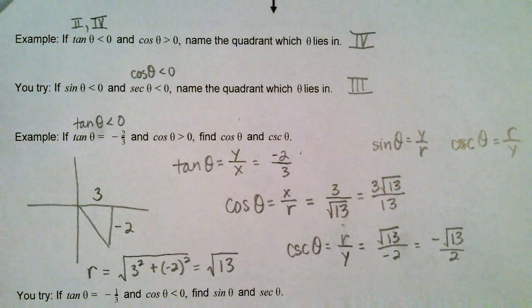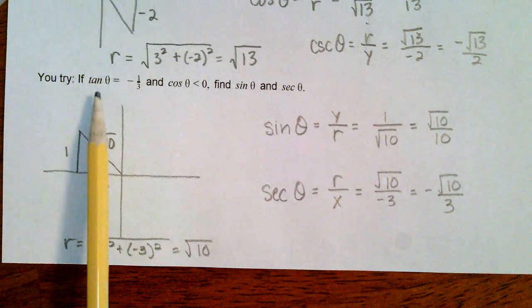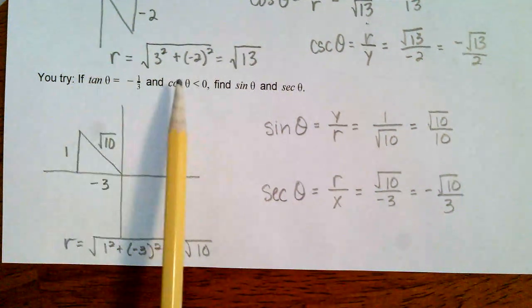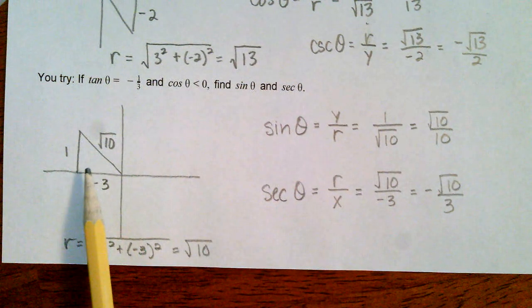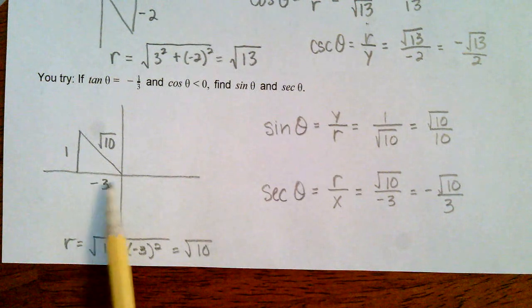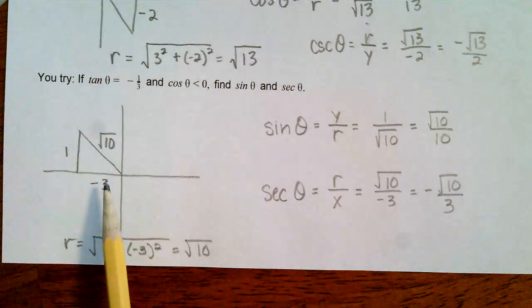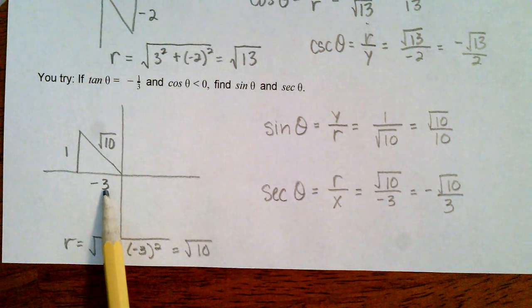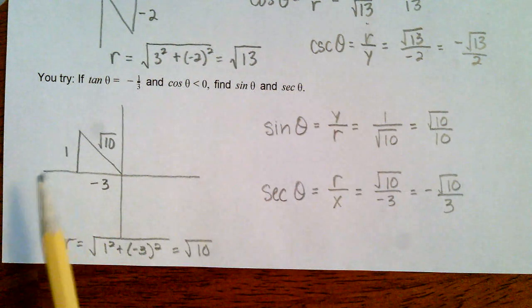Okay, pause the video and try the You Try problem. Okay, so hopefully the quadrant where tangent is negative and cosine is negative is our second quadrant. That's where my x value is negative and my y value is positive. So that's why I decided to put the -3 on my x and the positive on my y.